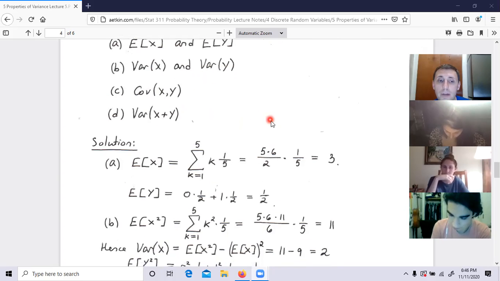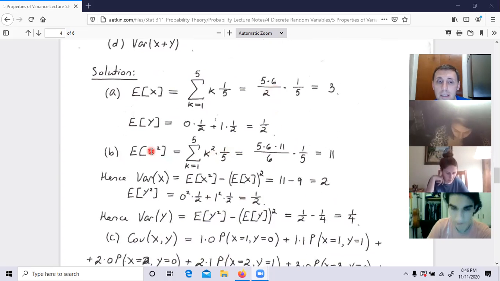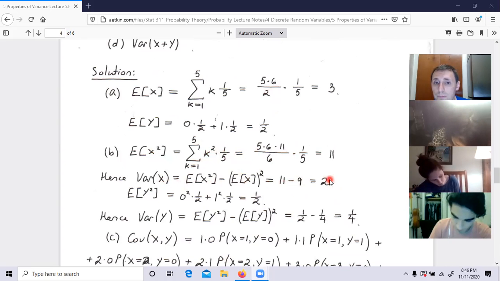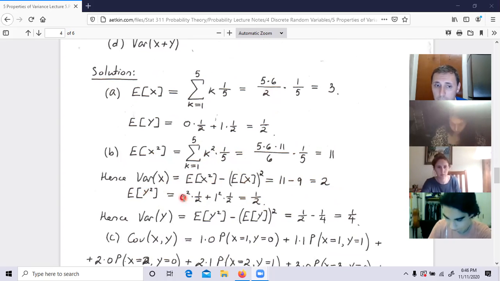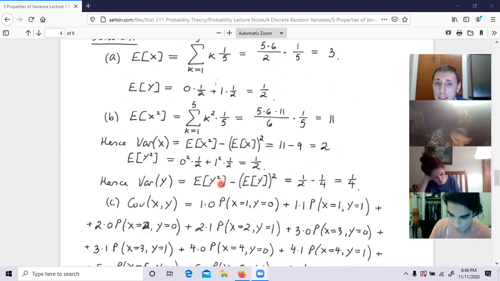Variance x, variance y. So I need the expected value of x squared. I sum up k squared times 1/5 and I get 11. And then variance is apparently 2. Variance of x is 2. The expected value of y squared also is 1/2. You agree? Because it's 0 squared times 1/2 plus 1 squared times 1/2. So it's 1/2. So the variance of y is simply 1/2 minus the expected value squared, which is 1/4.